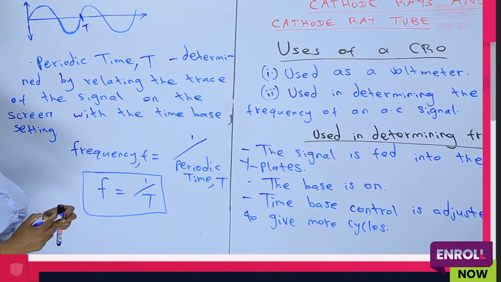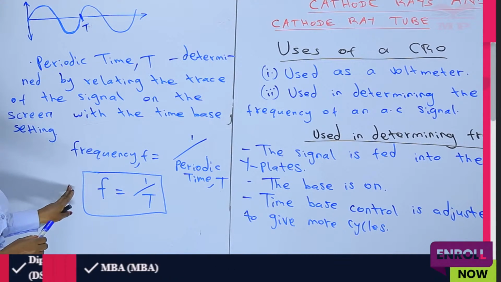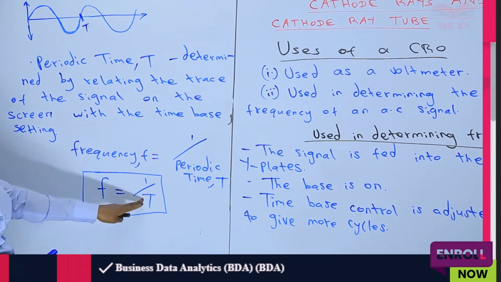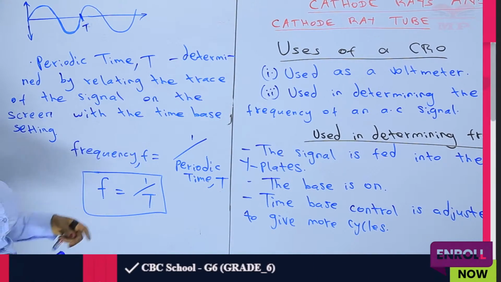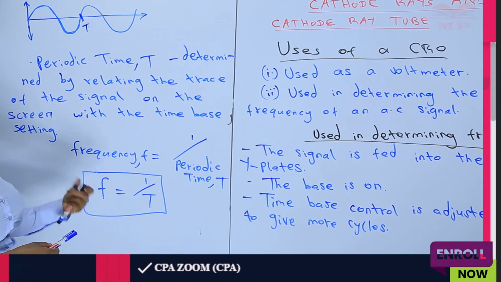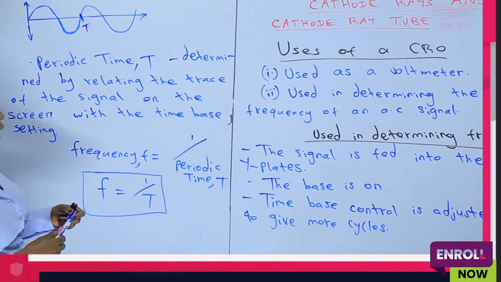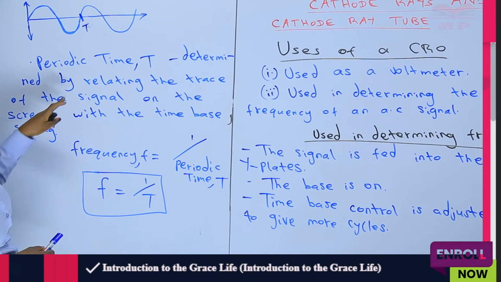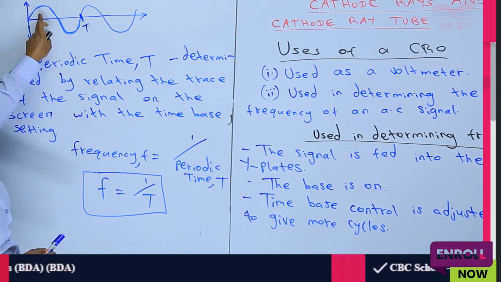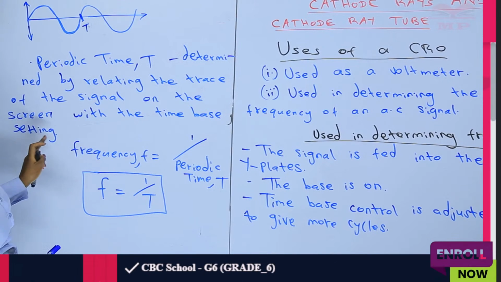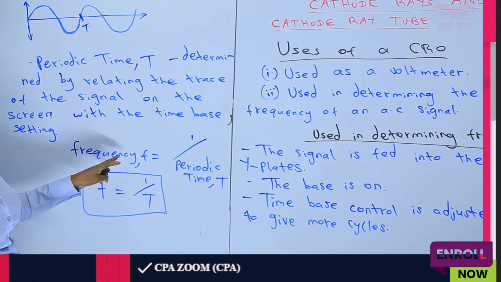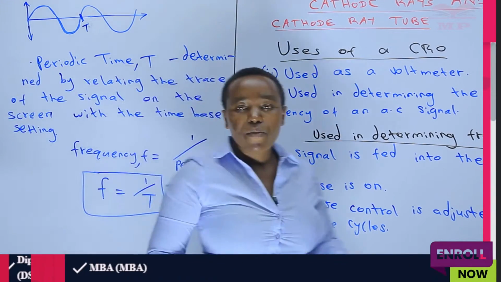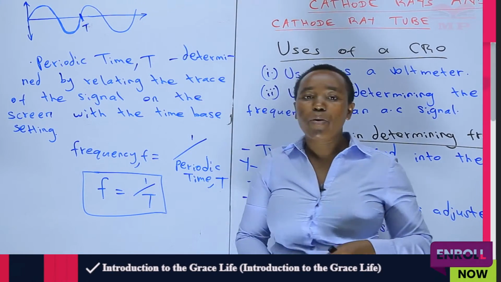So that's how we can use a CRO to determine the frequency of an alternating current signal. Because when we get the periodic time from the connections, whereby the signal is fed into the Y plates, then the time base is on, and the time base control is adjusted to give as many cycles as possible, the periodic time is determined by relating the trace of the signal, this is the signal on the screen, with the time base setting. So with this we can get the periodic time and hence calculate the frequency. So the frequency will be the reciprocal of the periodic time.